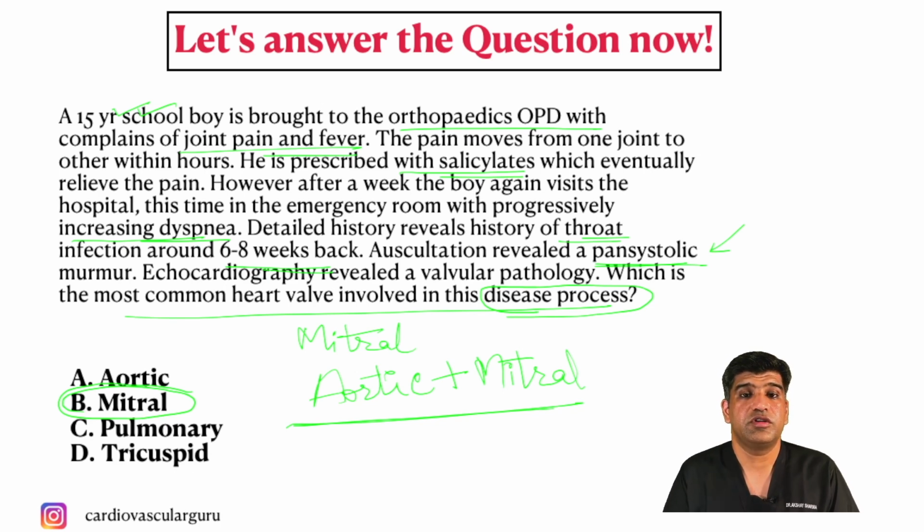So in this video we saw the microscopic and the macroscopic pathology of acute rheumatic fever. This was the second video in the 3-part series on acute rheumatic fever. The link of the first video is given in the description below. The third and final video will be on the diagnosis of acute rheumatic fever.